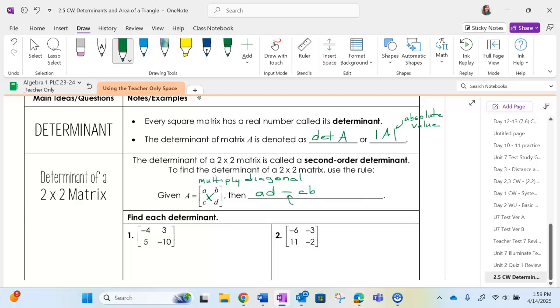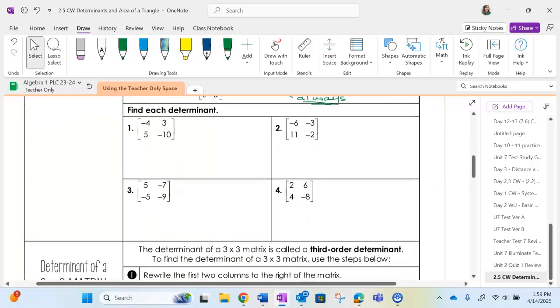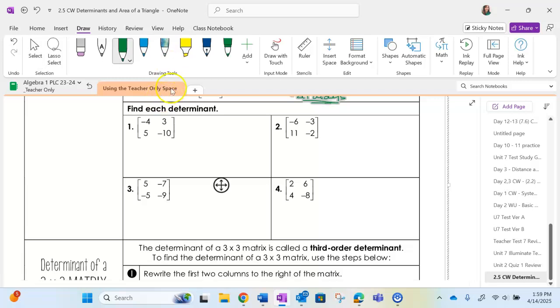This always has a minus. Always there. I can't stress that enough. So let's look at a few.